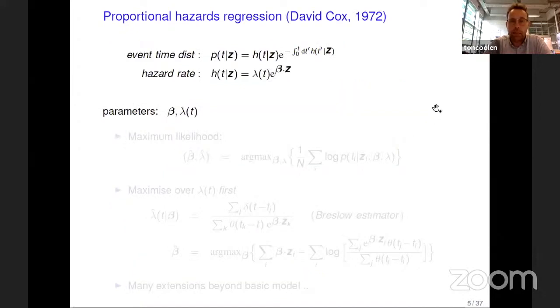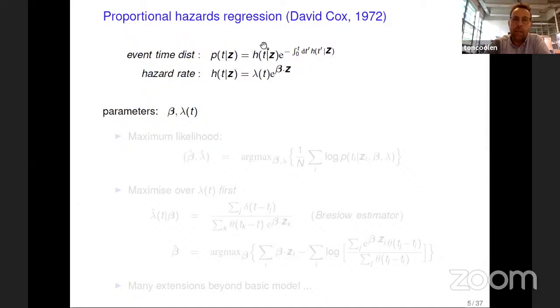And in medicine, the dominant model that has been around since the 1970s, and that still is used in at least 95% of all medical papers, is a regression model for this type of data that is due to David Cox. And the idea is as follows. It's not a very complicated model, but first of all, one can always write the probability distribution for the event times, given the covariate set, in the form of so-called hazard rates.